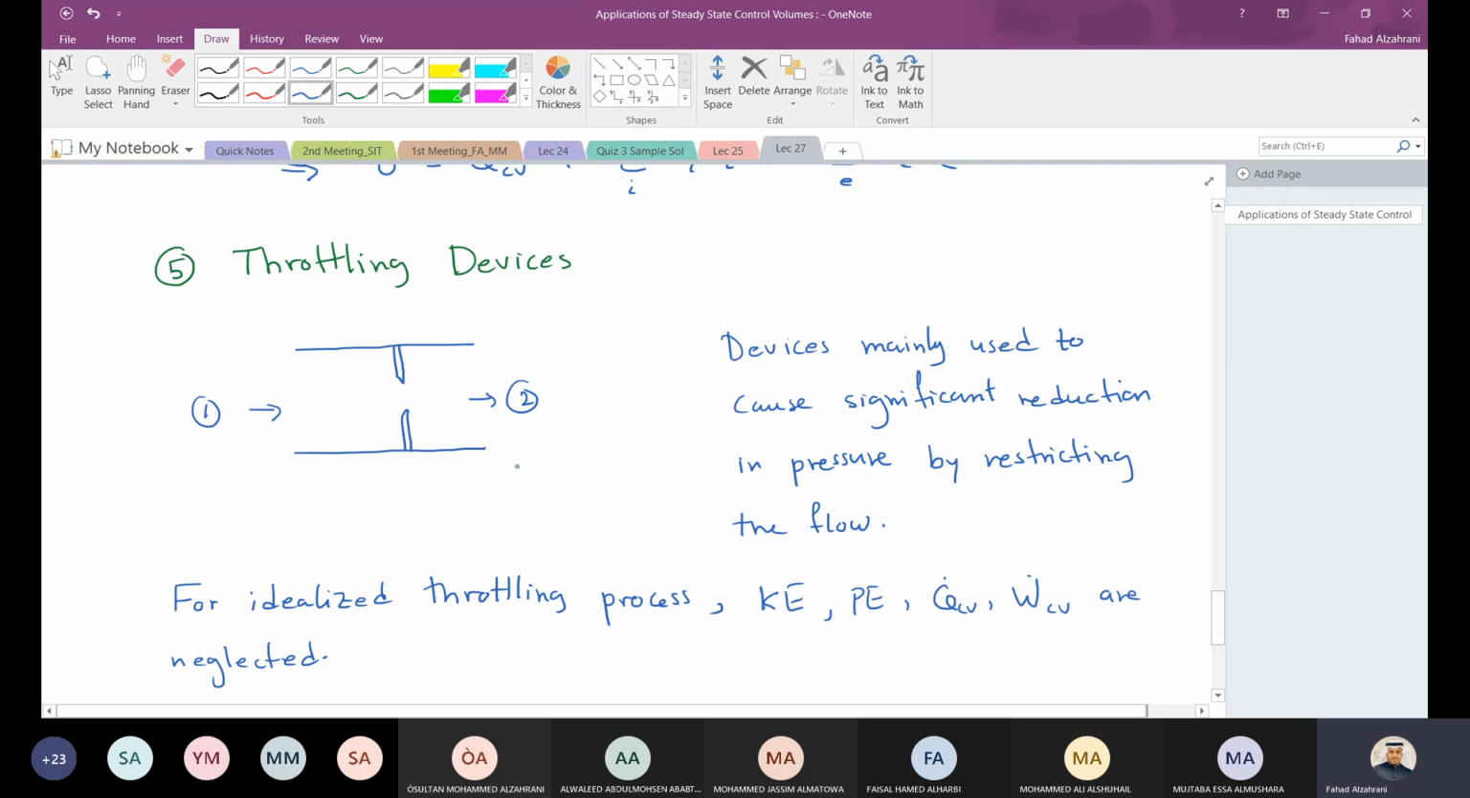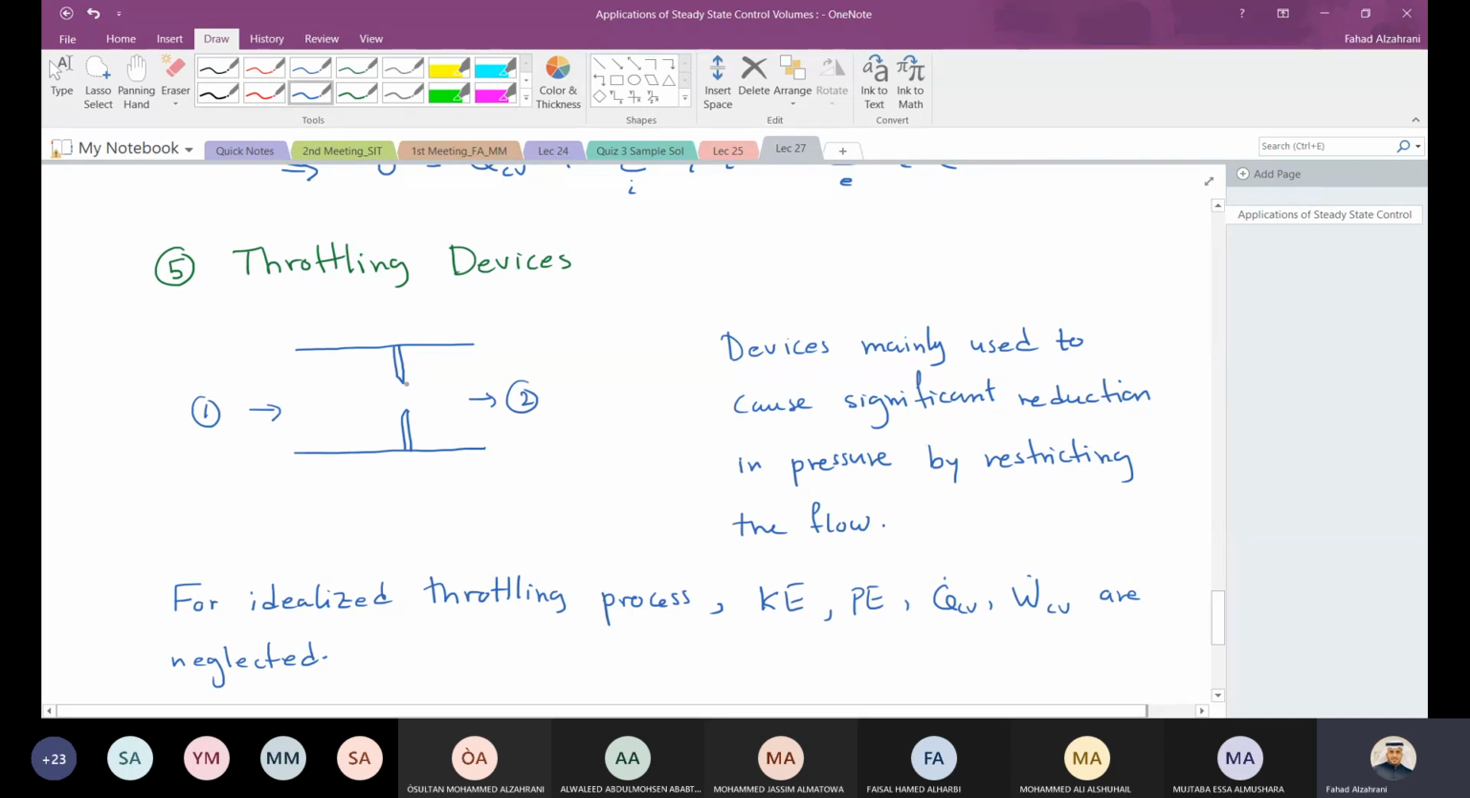Okay? So for an idealized throttling process, what does idealized mean? For an ideal throttling device, the kinetic energy, the potential energy, heat transfer, and work are all neglected. So I can neglect the kinetic and potential energy as well as heat transfer and work done. Why did we say idealized? Because this is the ideal case where all of these are assumed negligible.